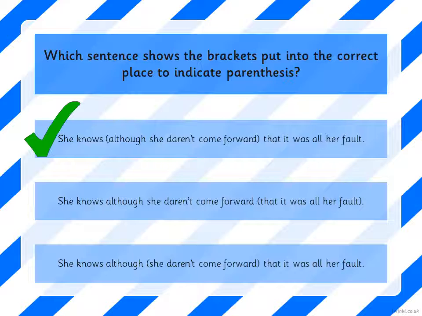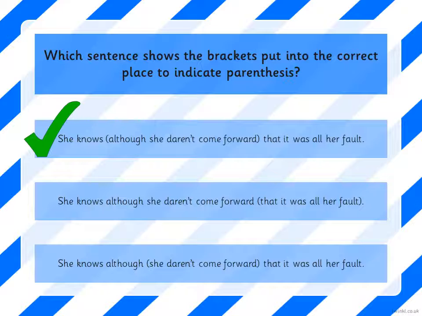So let's have a look at the other two options. The middle option, she knows although she daren't come forward that it was all her fault. Well, we've got a subordinating clause. If we took out that bracket section, we don't have a sentence that makes sense on its own, so I can't use that one. She knows although she doesn't come forward does not make sense. So it would have to be a main clause with an added bracket, so it is not that one. And then our last one, she knows although that she didn't come forward that it was all her fault.